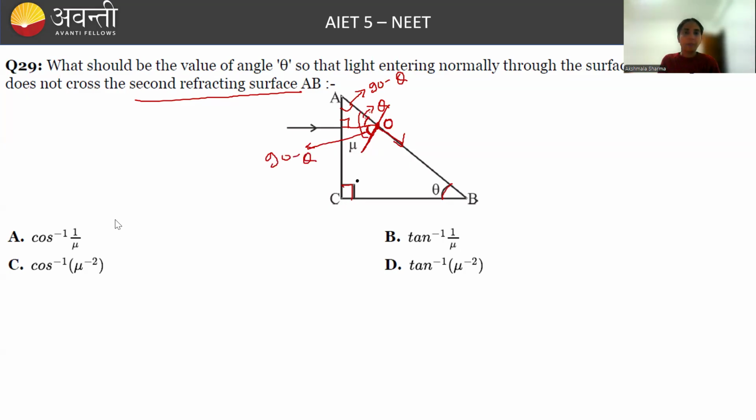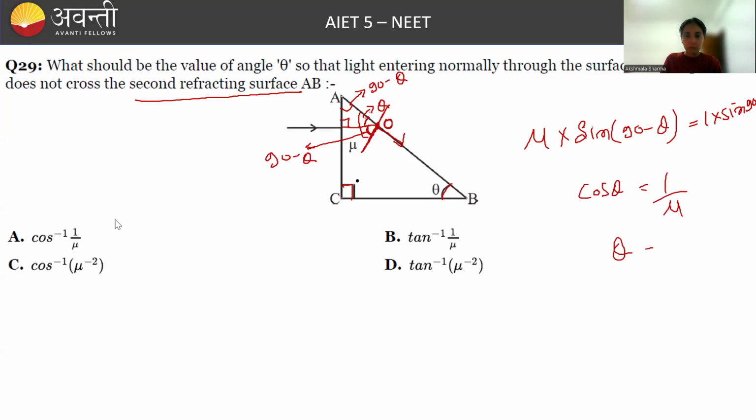So if we apply Snell's law at O, then refractive index of the prism into sine of 90 minus theta will be equal to refractive index of air into sine 90 minimum. Done it? So here cos theta is equal to 1 by mu. So theta should be equal to cos inverse of 1 by mu. So the correct option will be A.